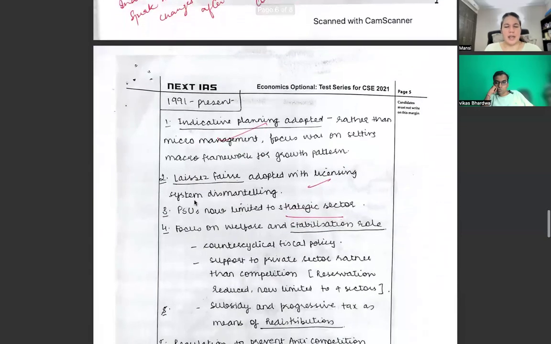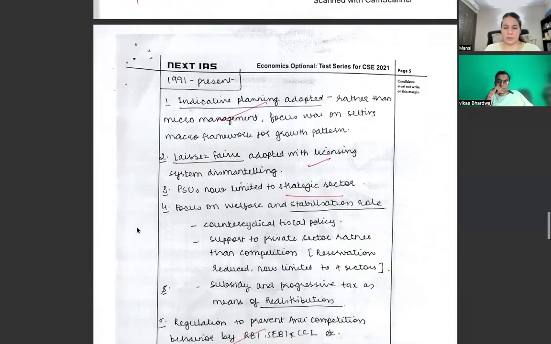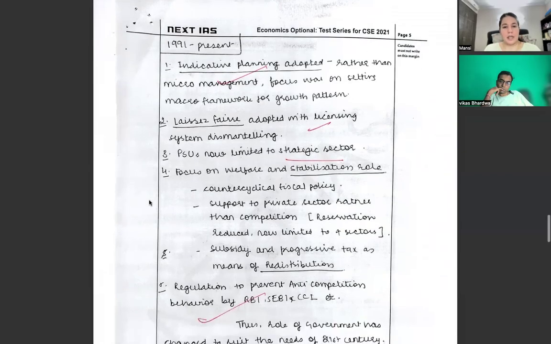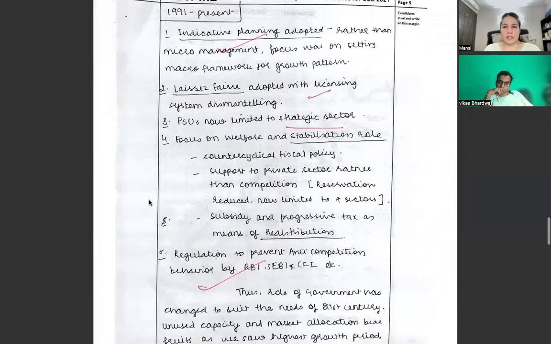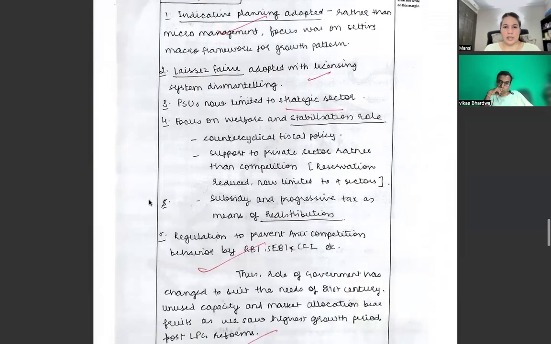From 1991 to present, indicative planning was adopted rather than micromanagement. The focus was on setting a macro framework for the growth pattern. Reforms were adopted with the licensing system dismantled, and PSUs are now limited to strategic sectors. So the focus is on welfare and stabilization role, counter-cyclical fiscal policies, support to the private sector rather than competition, reduced and now limited to four sectors.